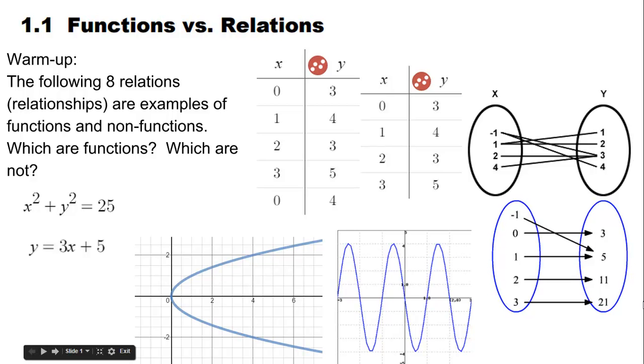All right, welcome to the first lesson of functions. This should be day 2. We're going to look at the question about what a function is versus a relation today. So before we get to the learning target, we're just going to do this warm up.